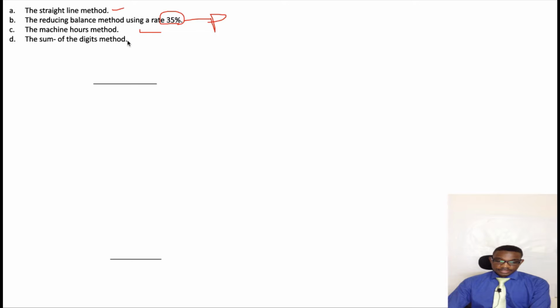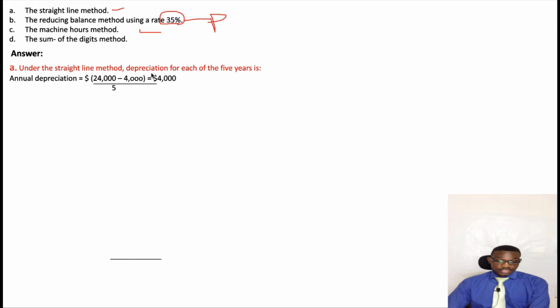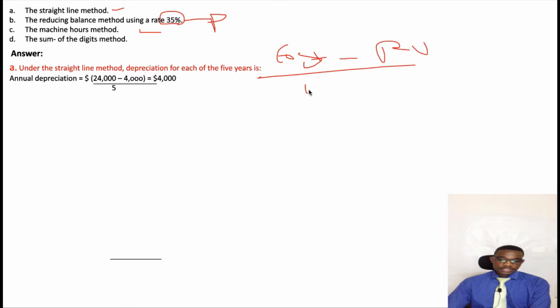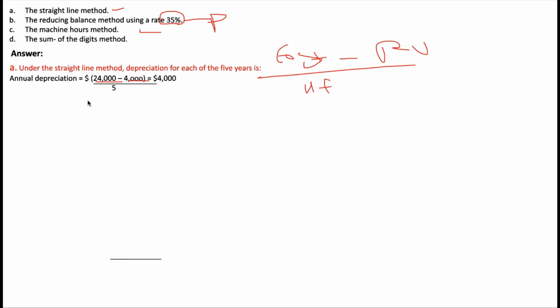So the answer under the straight line method, depreciation for each of the 5 years, is as follows. Annual depreciation is the cost minus residual value divided by useful life. It means the total cost is 24,000 minus 4,000 divided by 5 years, which gives us $4,000 per year.